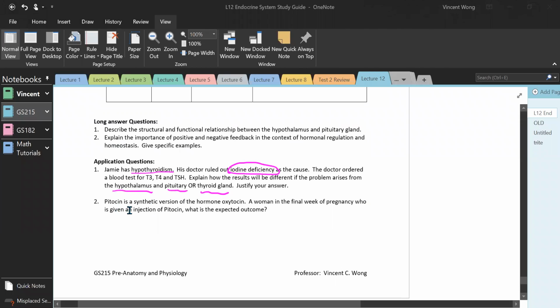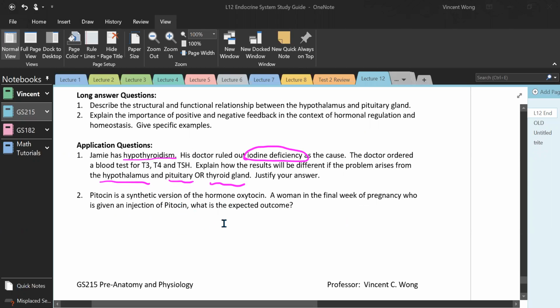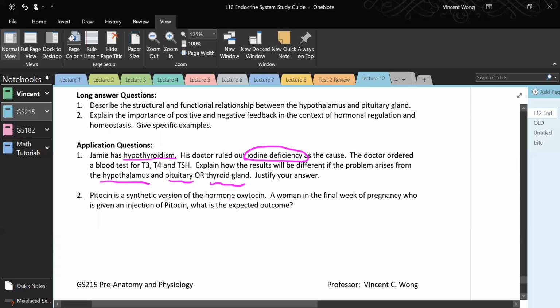Okay, question number 2. Pitocin is a synthetic version of hormone oxytocin. A woman in the final week of pregnancy who is given an injection of Pitocin, what is expected? What is the expected outcome? This is quite simple. Okay. In fact, this is done normally at the clinical setting. This will induce labor. Okay.